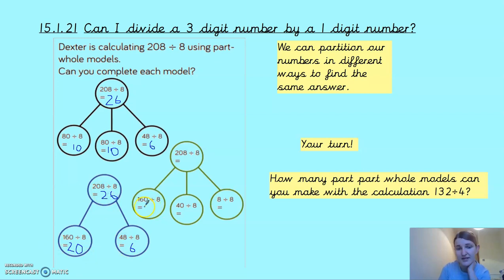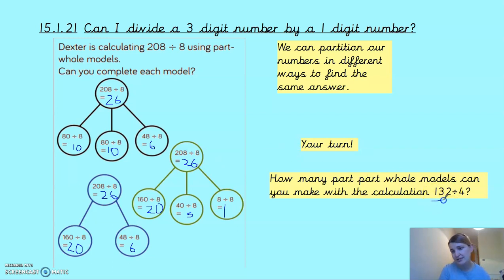And this time we've got it divided into 160, 40 and 8. So we've just split it again. So 160 we've done would be 20. 40 divided by 8 would be 5. And 8 divided by 8 would be 1. Therefore, add them all together, we're going to have 26. All right, so the answer is the same. The splitting is different. Why don't you have a go?